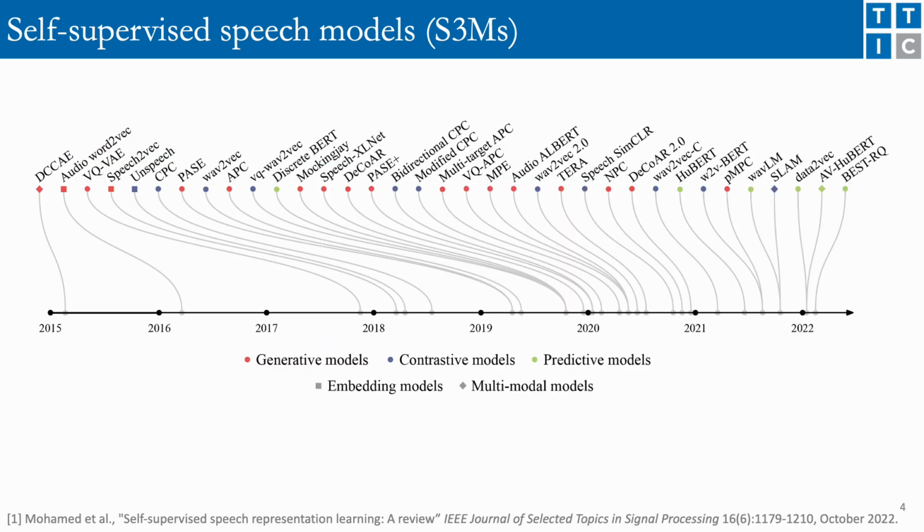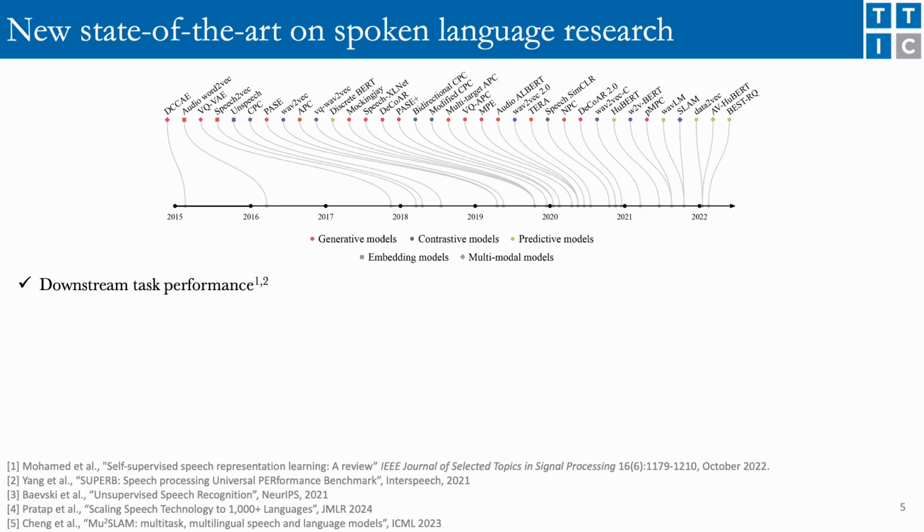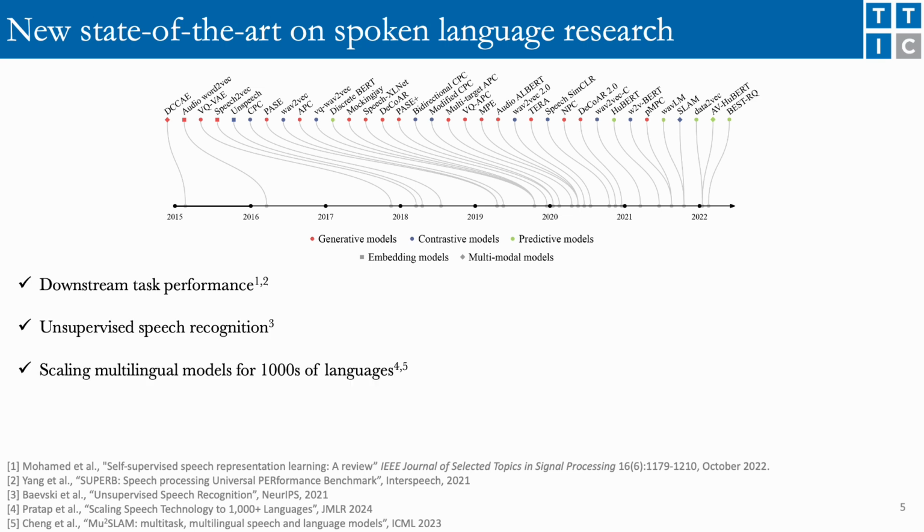Self-supervised speech models, also abbreviated as S3Ms hereafter, have been an active area of research for almost a decade. However, we started seeing phenomenal success around 2020, and since then, a plethora of new models have been developed. These recent models show remarkable capabilities on downstream tasks and have also provided an effective backbone for challenging tasks such as unsupervised speech recognition and scaling up multilingual speech models. However, we have made slower progress in developing a fundamental understanding of what it is that S3Ms learn during pre-training. That's where our work comes in.